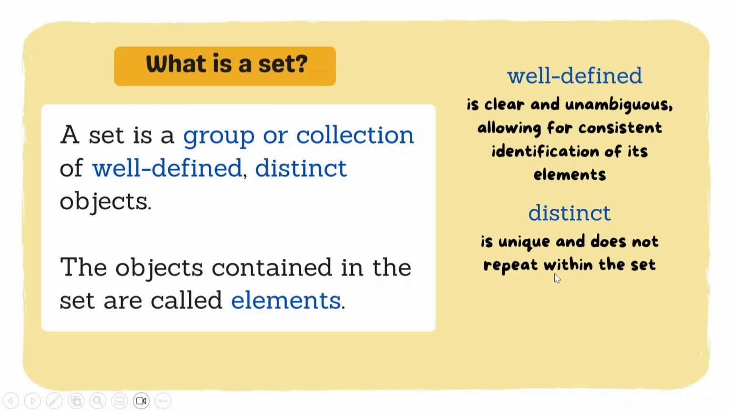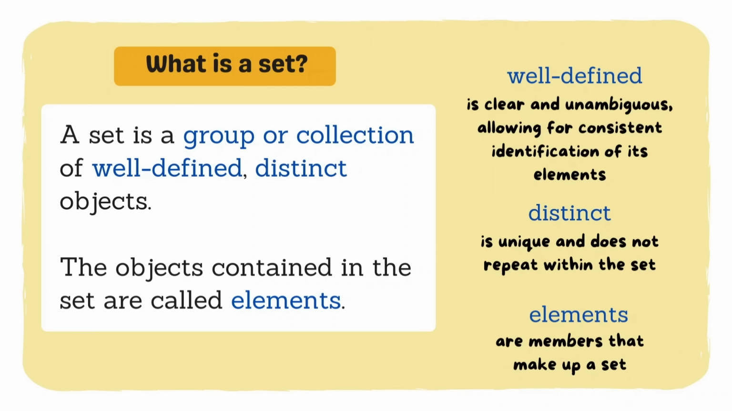Now, how about distinct? Distinct is unique and does not repeat within the set. It is not repeated in a group. It is only one there, it is a unique element. Okay, we will see examples later on. And then lastly, elements are what we call the members that make up a set.